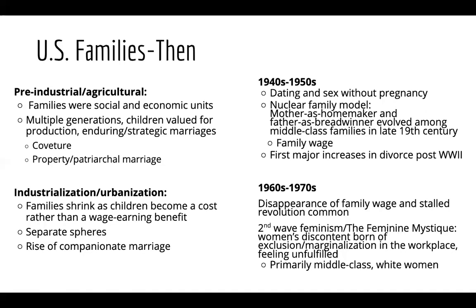And so we do see a rise in premarital sex during this time period. But we also see a decline in pregnancy outside of marriage. Although it's worth noting that this might also be due to the fact that shotgun weddings were very much taking place, because the nuclear family model, mother as homemaker, father as breadwinner, really evolved to be the dominant model during this time period.